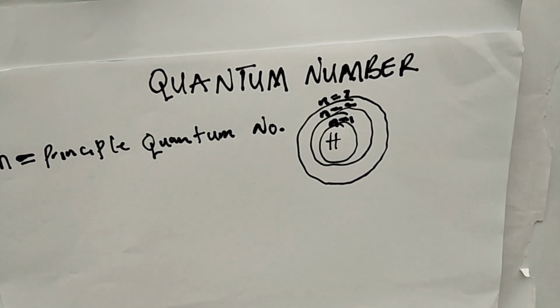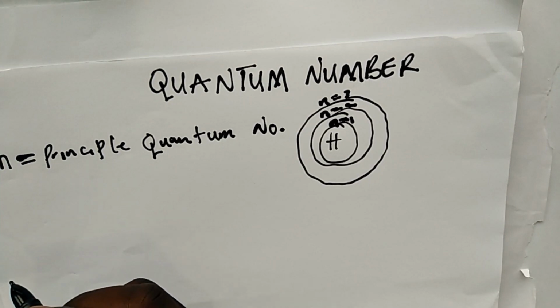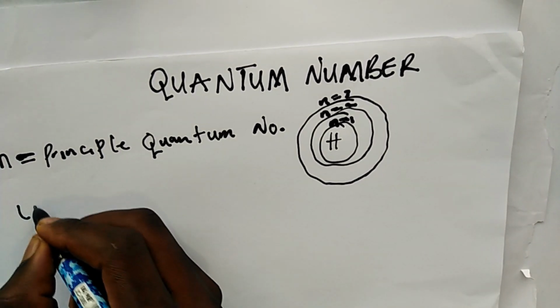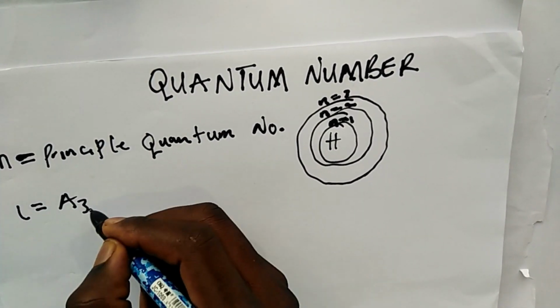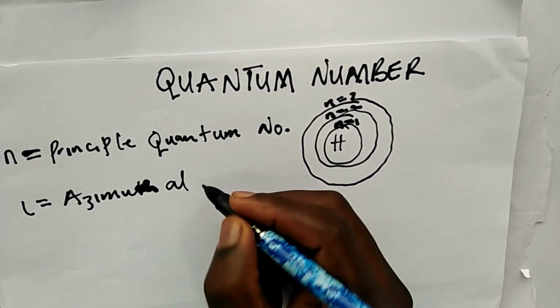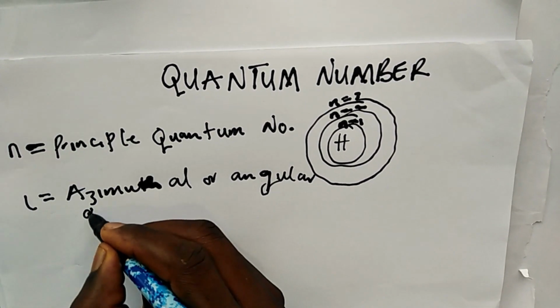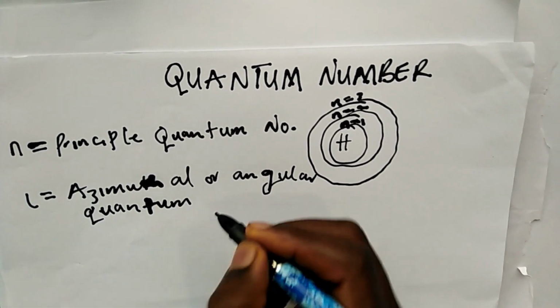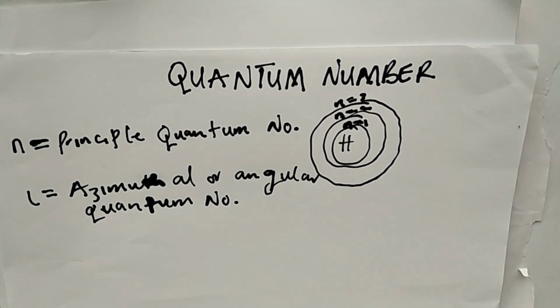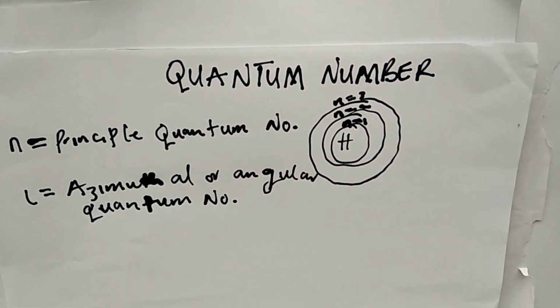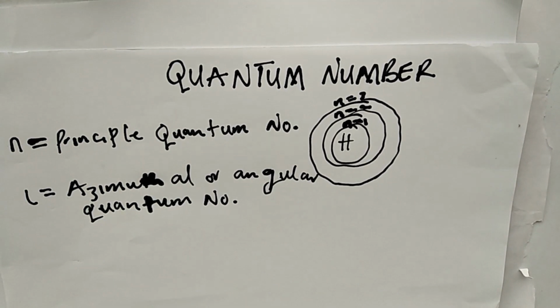Next we have the azimuthal quantum number, or the angular momentum quantum number, and it's represented with the symbol L. We have the azimuthal or angular quantum number. Now, the azimuthal angular quantum number is associated with sub-levels.